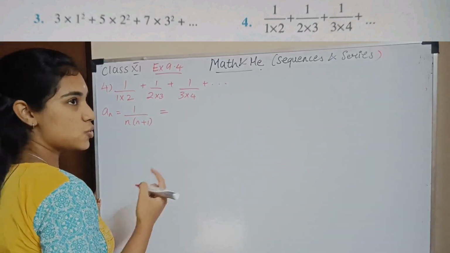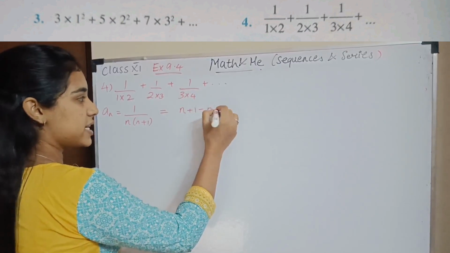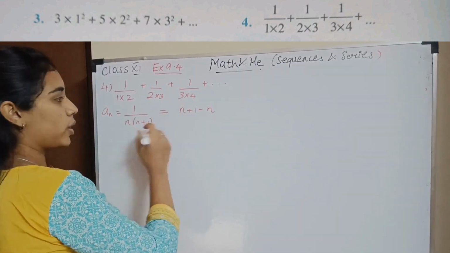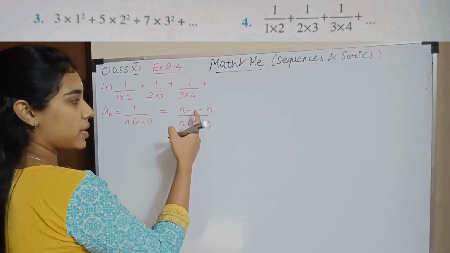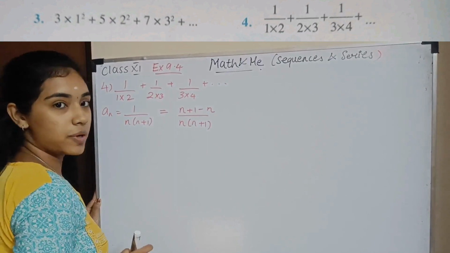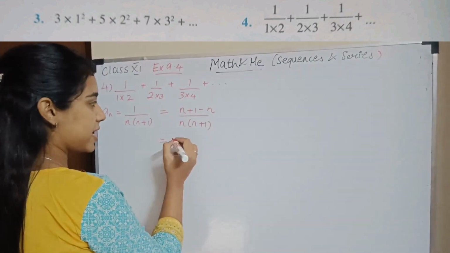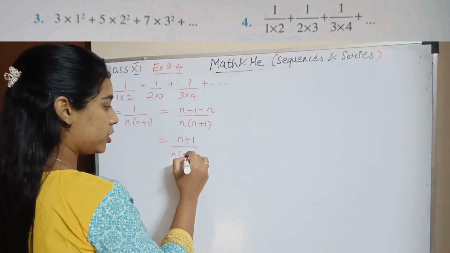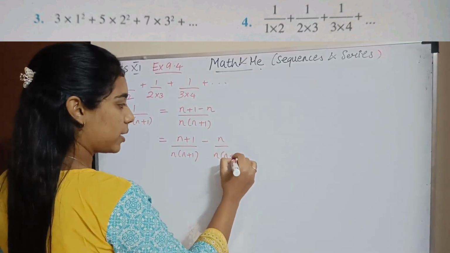My numerator is 1. I can also write it as n plus 1 minus n. n minus n is 0, I am left with 1. So I can also write this particular fraction as n plus 1 minus n divided by n into n plus 1. Why did I do this? I am going to split it now. So I can write this as n plus 1 divided by n into n plus 1 minus n divided by n into n plus 1.